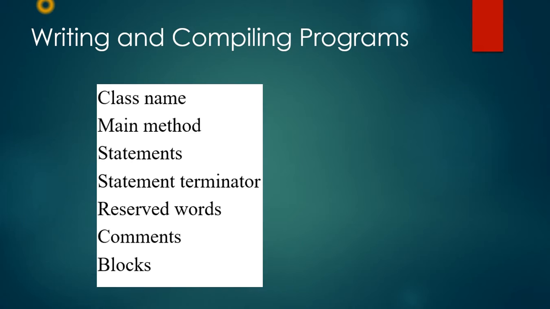Then you have your statement. Your statement is actually what's being done in the program, the actual job that's being carried out. And there can be multiple statements in one program. So that's why you need a statement terminator. Statement terminators are used to end statements. They're usually represented by semicolons at the end of each statement, and it keeps the statements separated and keeps your program from not working at all.